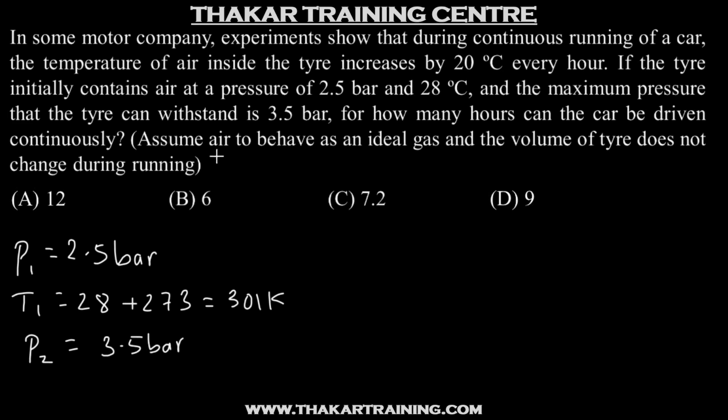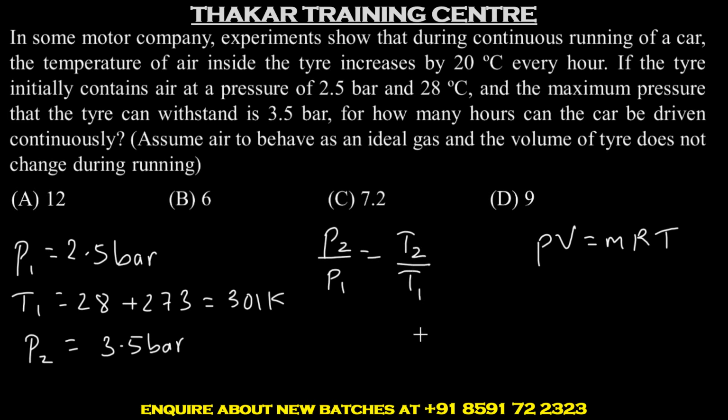It is mentioned that you have to assume air behaves as an ideal gas and the volume of the tire does not change during the running. So we are looking at a constant volume system. If air is behaving as an ideal gas, we have PV equal to mRT as the ideal gas equation. The mass of the air inside the tire is not going to change. R is constant and V is also going to remain constant. So P will be directly proportional to T. So we can write P2 by P1 will be equal to T2 by T1.